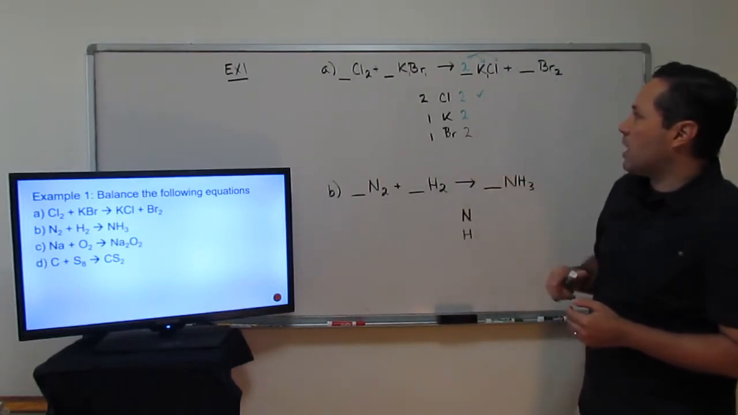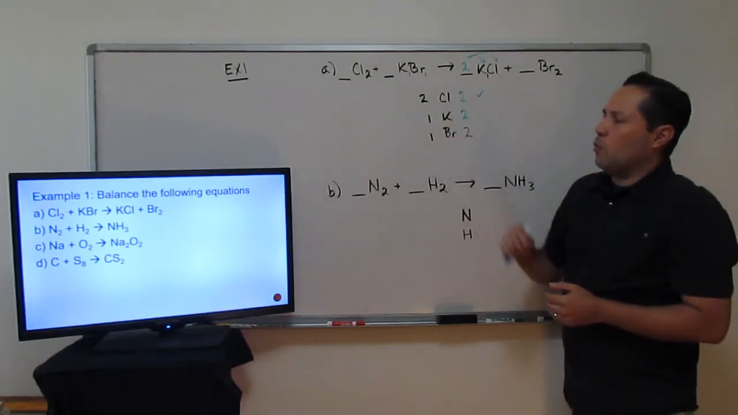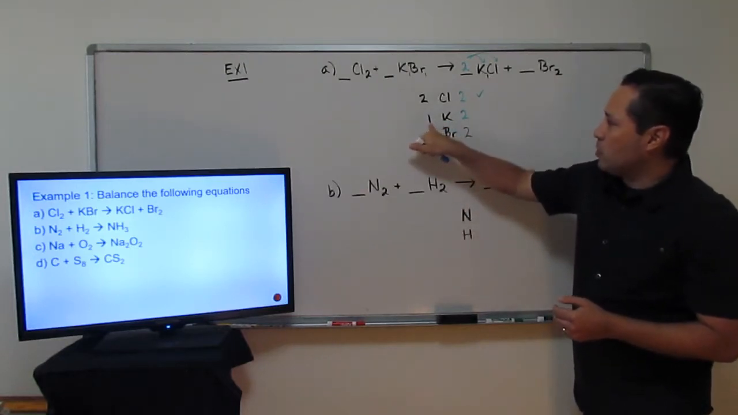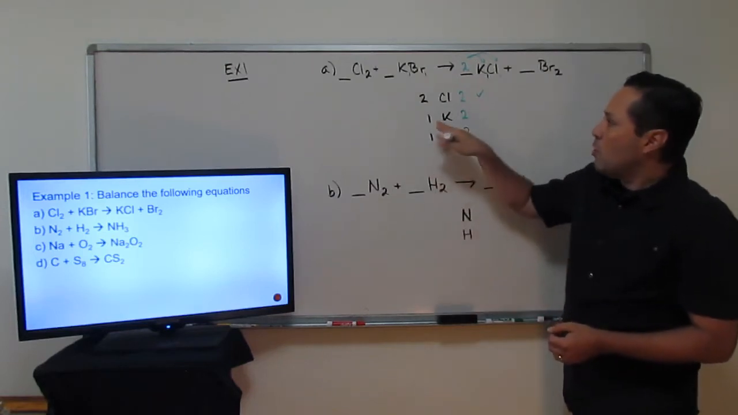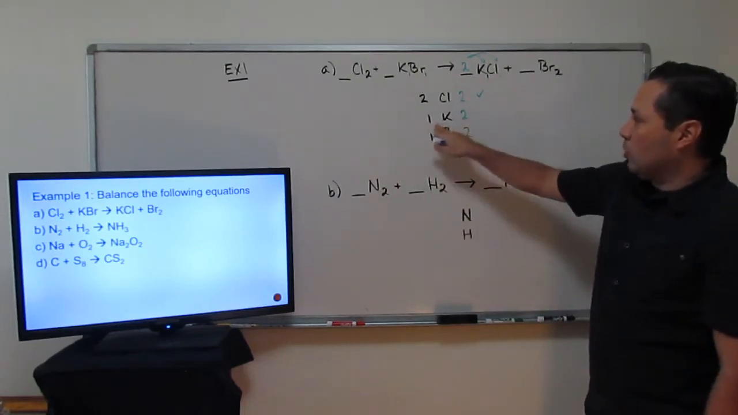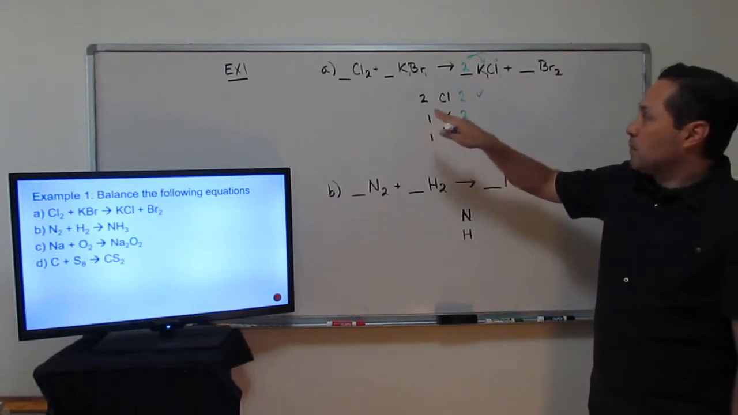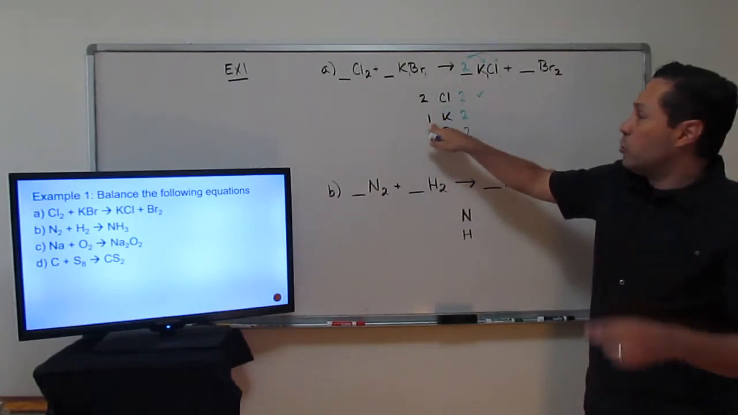Now let's look at the potassium. Okay, what number could I multiply this 1 by so it can match that 2? Again, you look at the smaller number and ask that question. What could I multiply the 1 by so it can match a 2? So the answer for that would be, I need to multiply potassium by 2. So I'm going to do that.